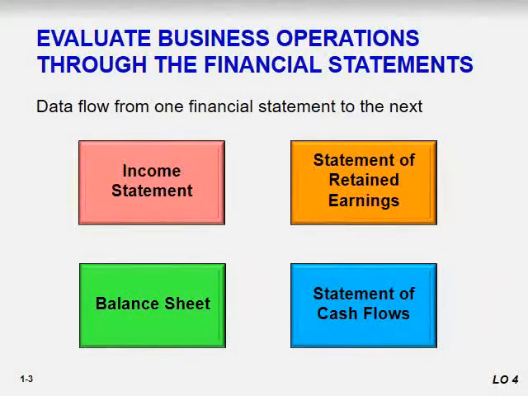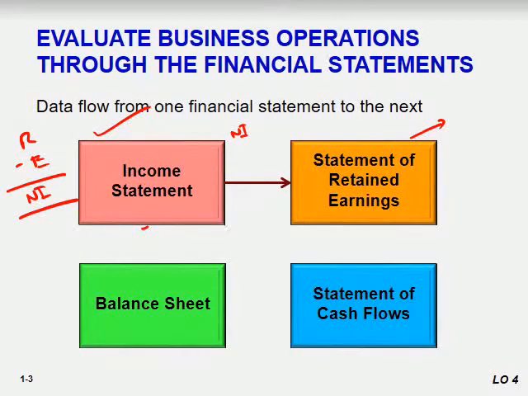Now, how does the data flow from one statement to another? Number one, the income statement is generated. From the income statement, you can find the net income, right? And net income is used in the retained earnings statement. What is the formula for the income statement? Revenue minus all expenses is equal to net income.